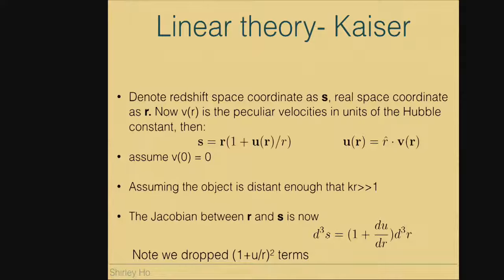And then we have the Jacobian that is between the two different coordinate systems. It's very simple. You look at it, it's basically like this. We dropped a bunch of the higher order terms. So that's why it looks this simple. We're only getting the first order. That's why it's called linear Kaiser theory also.